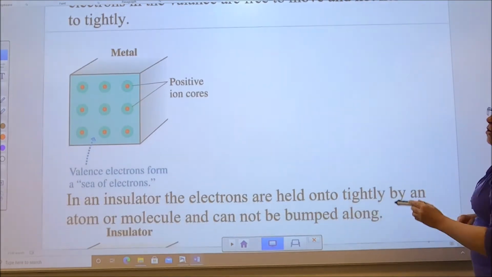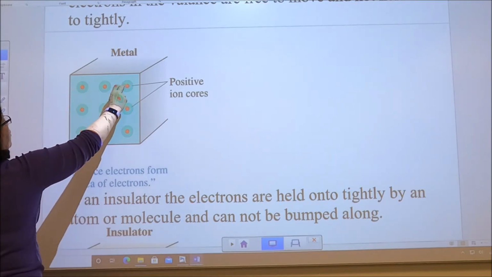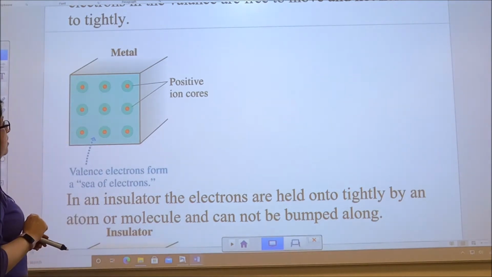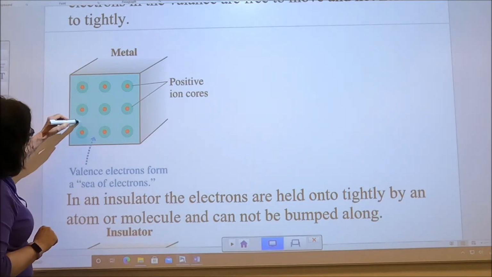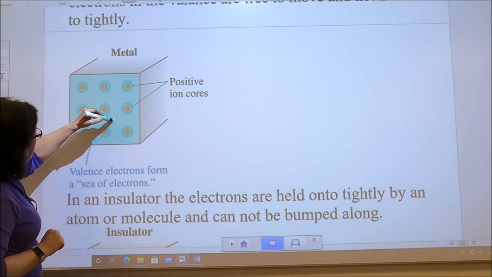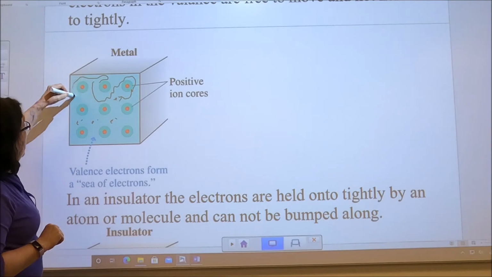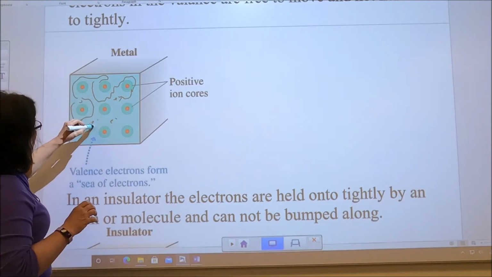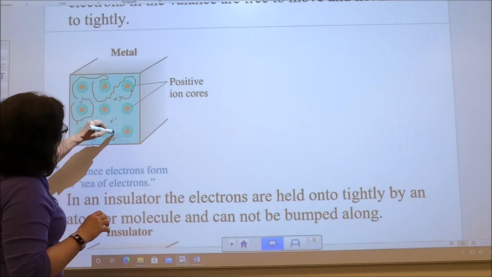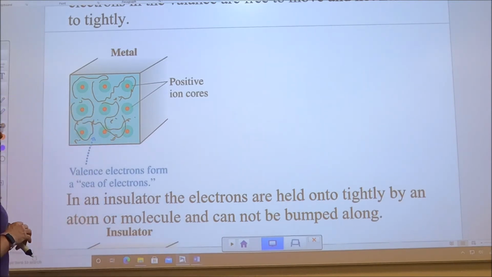Okay? So we have this hunk of metal. There's the positive cores, which is the nucleus and the core electrons. And then we have this sea of electrons, and they're moving all the time. And they don't move just in the sphere of their own atom. They're moving in between all of them. So they're moving all over the place.